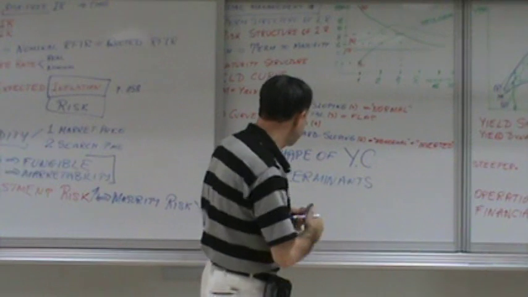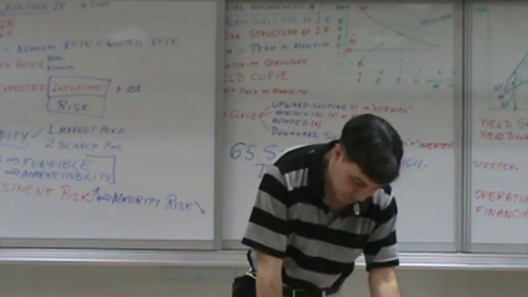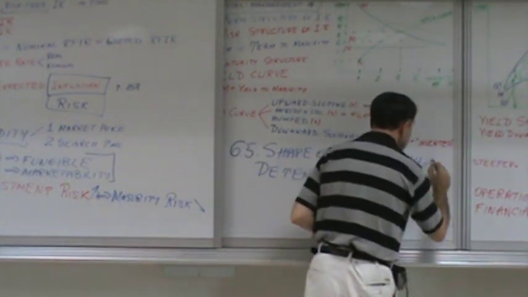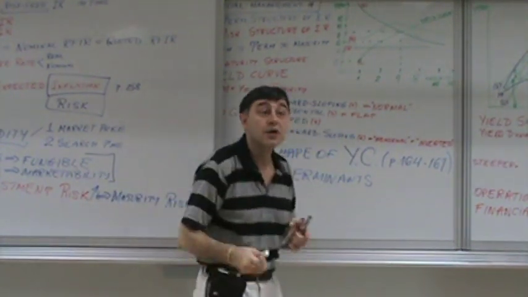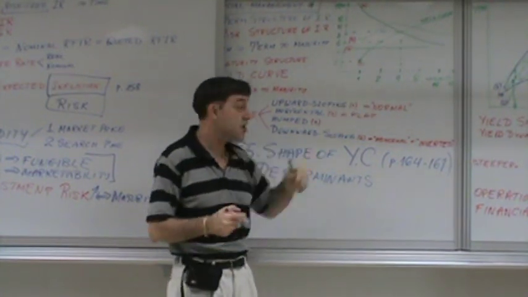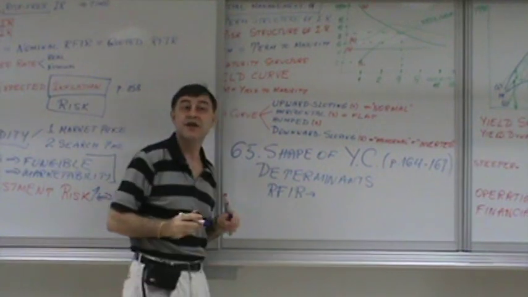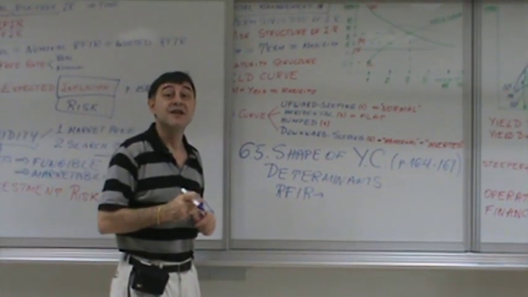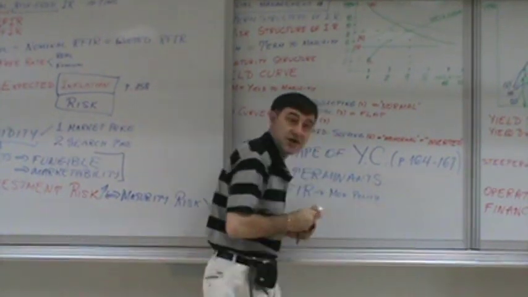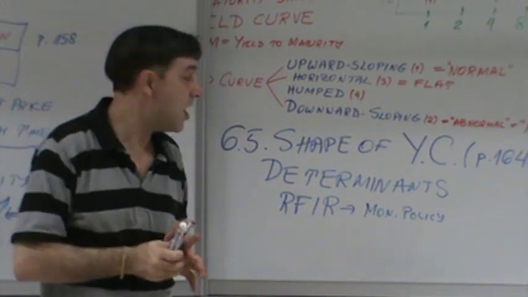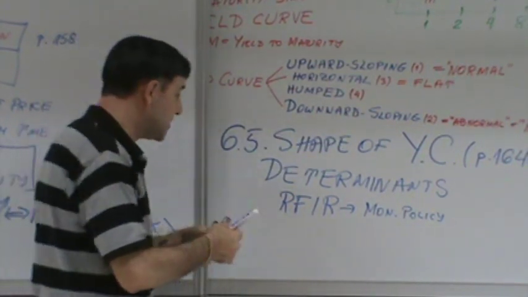Page 164 from the Brigham book all the way to 167. So what determines the shape? Well, it's very simple. Risk-free interest rate, which is determined to a great extent by monetary policy, savings, investment opportunity, the economy. Basically, the risk-free interest rate is determined by a lot of the stuff that I was talking about. And the other piece is risk premium.